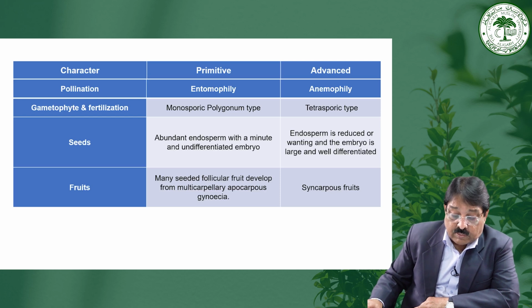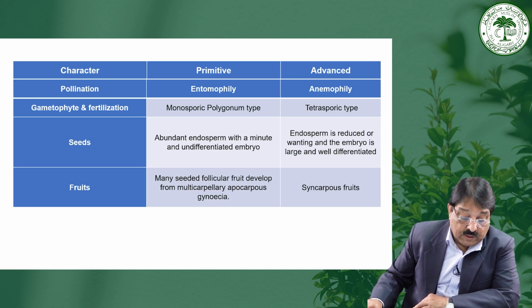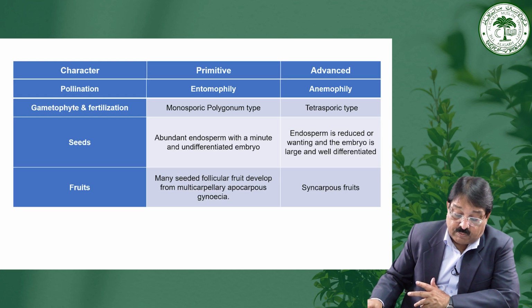Similarly, in the case of seeds, abundant endosperm with a minute and undifferentiated embryo is primitive, then the endosperm is reduced or wanting, and the embryo is large and well differentiated. And for the fruit, the many-seeded follicular fruit developed from the multicarpellary apocarpous gynoecium is, of course, primitive, then the syncarpous fruit.